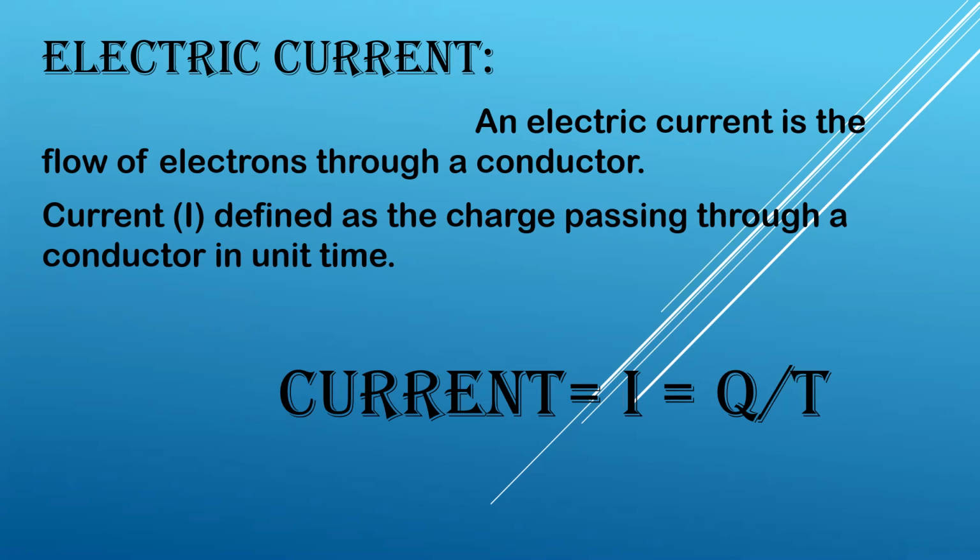Okay, so what is electric current? Electric current is the flow of electrons from negative terminal to the positive terminal.